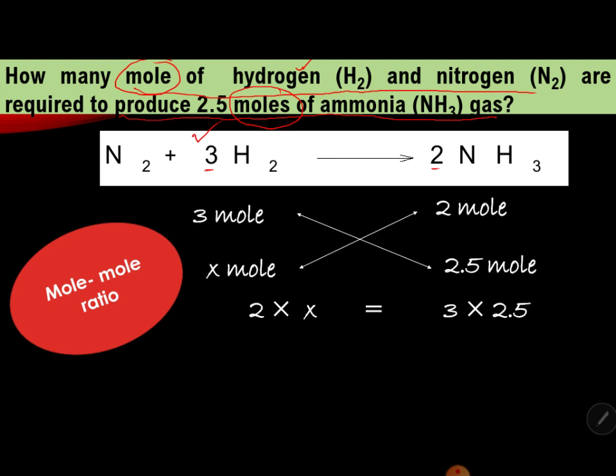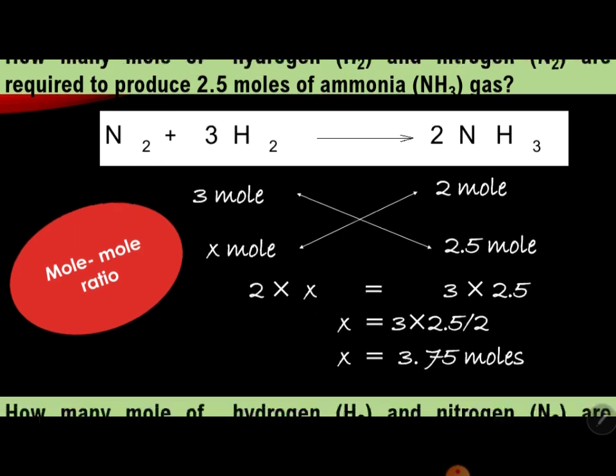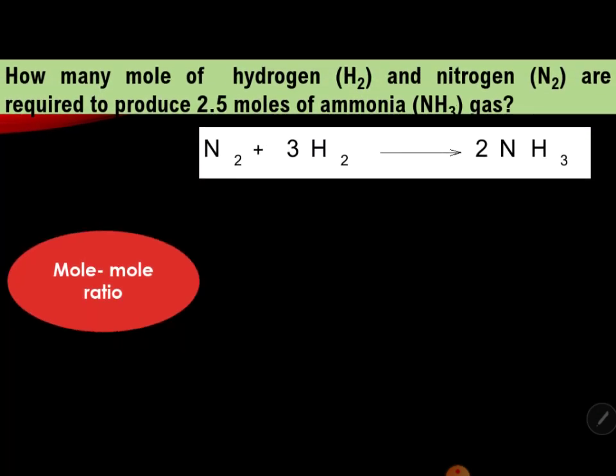You can easily solve this equation for the value of X. You can find the value of X by dividing 3 times 2.5 by 2. Answer is 3.75. It means 3.75 moles of hydrogen are required to produce 2.5 moles of ammonia. Similarly, now we will calculate the moles of nitrogen that are required to produce 2.5 mole of ammonia gas.